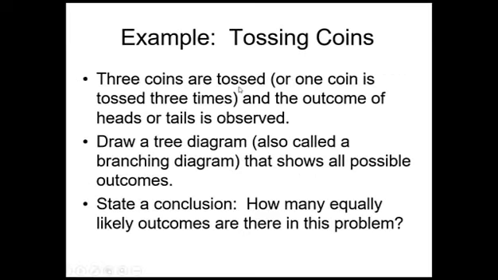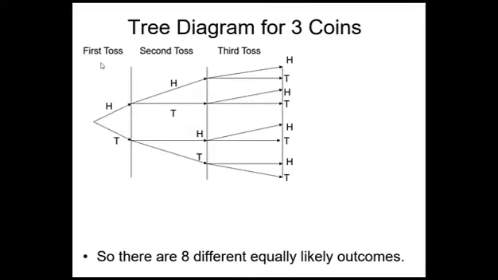Example number 1. Tossing coins. 3 coins are tossed, or 1 coin is tossed 3 times, and the outcome of heads or tails is observed. Draw a tree diagram, also called a branching diagram, that shows all possible outcomes. State a conclusion. How many equally likely outcomes are there in this problem? This is an example of a tree diagram for 3 coins. This shows all of the possible outcomes that may occur in tossing 3 coins. So there are 8 different equally likely outcomes.